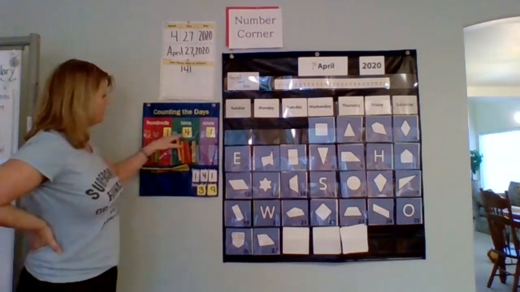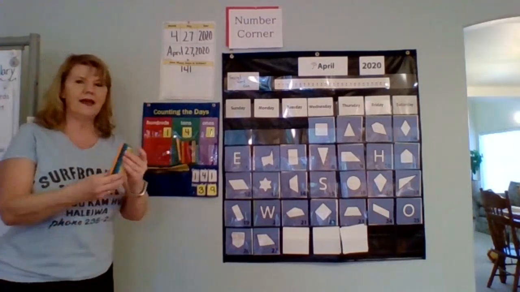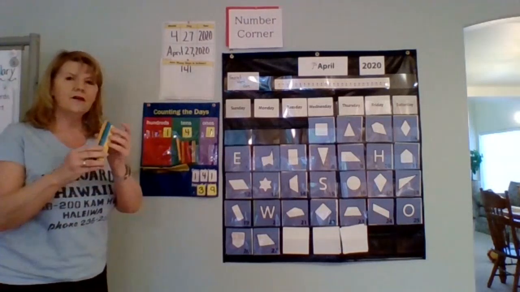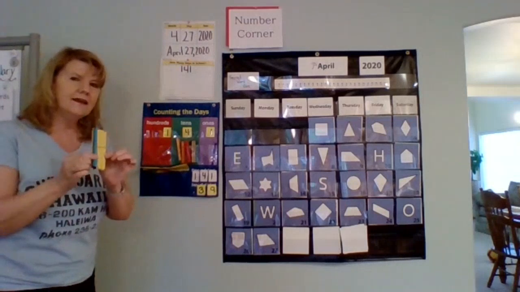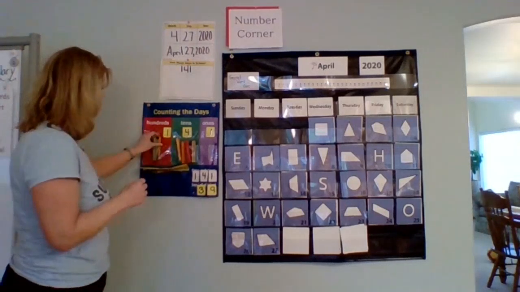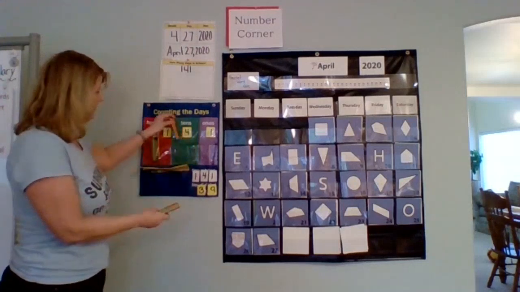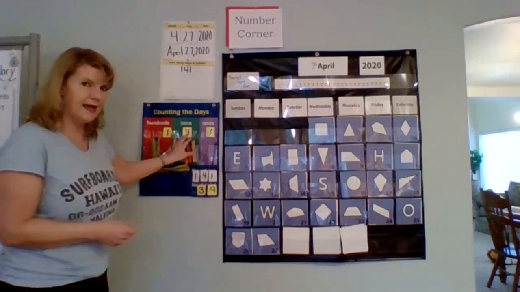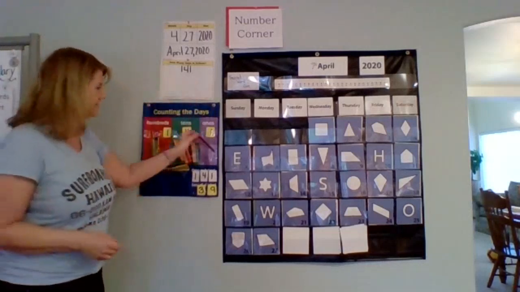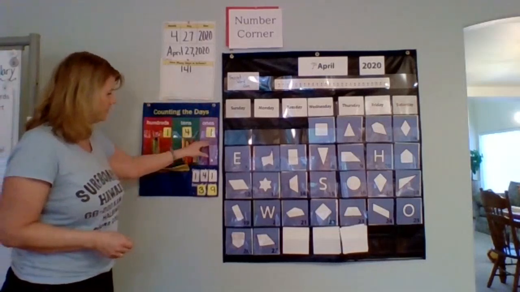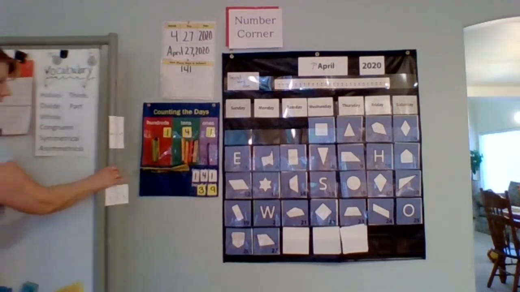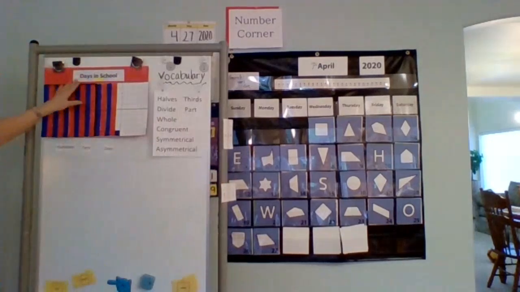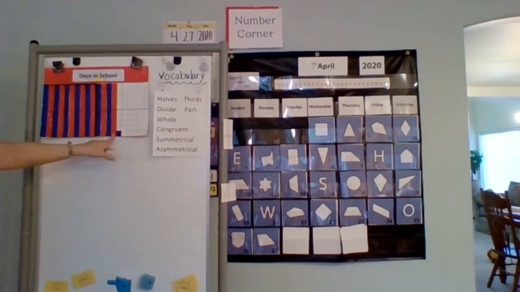Okay, so for 141 days, I just want to point out we have 100 sticks right here, and there are 10 groups of 10 in here. So that's 10 groups of 10, which equals 100. We have 4 groups, 1, 2, 3, 4, 4 sets of 10, and we have a single one. That equals 141. And on our days in school, we have 10, 20, 30, 40, 41. Can you see that okay?